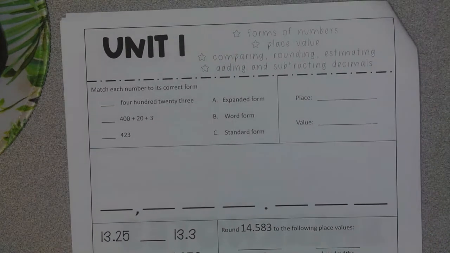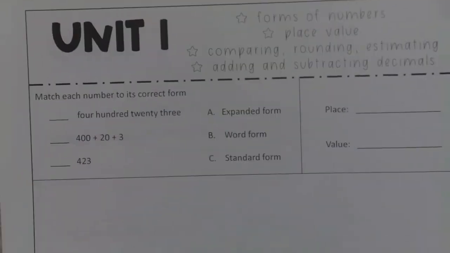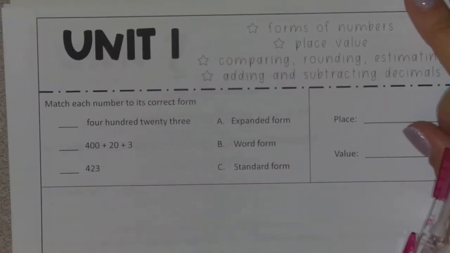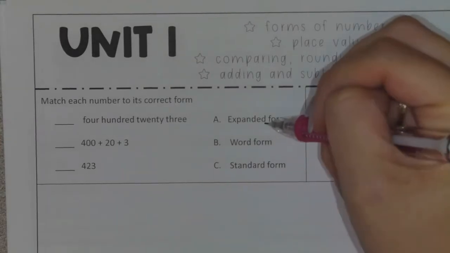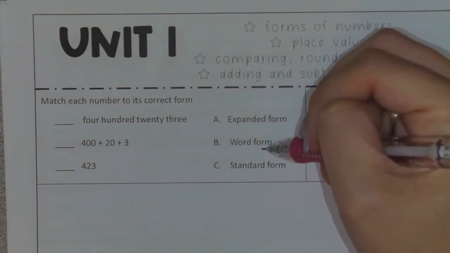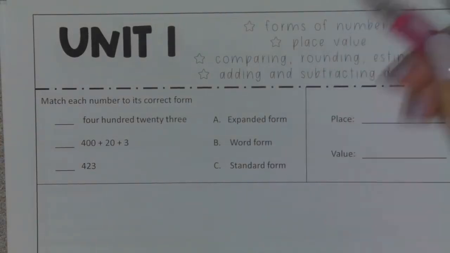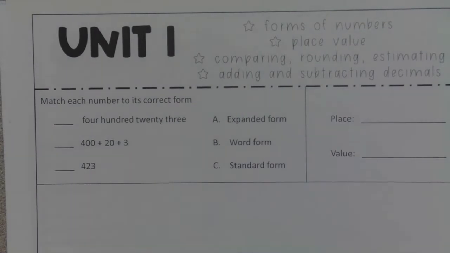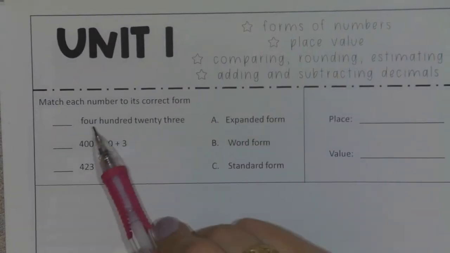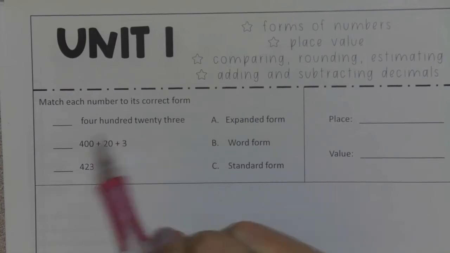The very first thing, and I'm going to zoom in, is talking about the 3 different forms of numbers. So we have expanded form, word form, and standard form. I'm going to start with word form because it should be the easiest. It's the one where the number is written in words. So 423, it's all spelled out in words. That is word form.